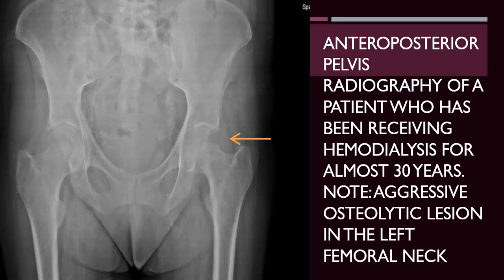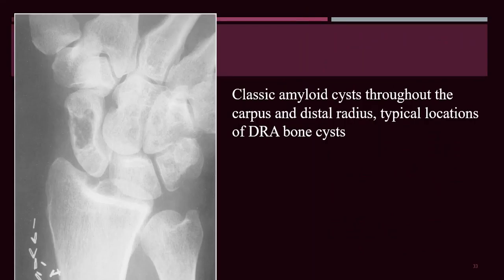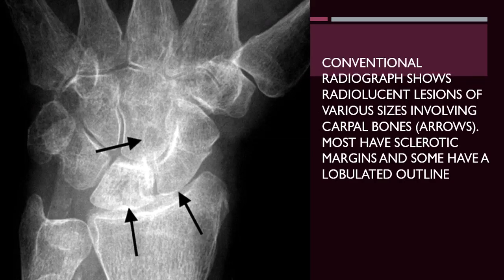Here are some of the X-ray findings and MRI for different patterns of dialysis-related amyloidosis. There is an aggressive osteolytic lesion in the femoral neck. And this is the classic amyloid cyst through the carpus and distal radius, which is a typical location of dialysis-related amyloidosis bone cyst. These are lesions of various size involving carpal bones.